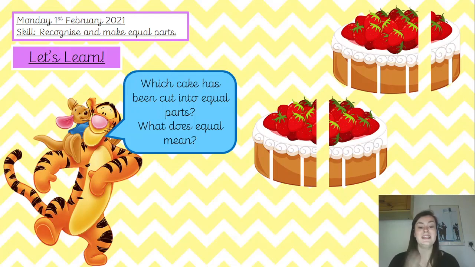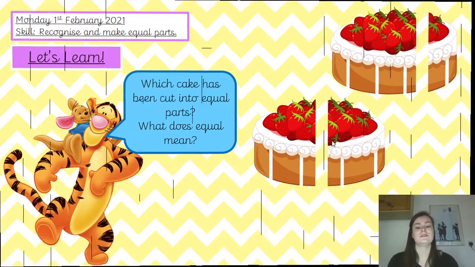Okay, so equal means the same, doesn't it? Just like when we're doing our number sentences, if something is equal, it means it is the same as. So, of course, this is the cake that has been cut into 2 equal parts. So if I ate this side of the cake and Miss Dullum ate this side of this cake, I would have had a lot more cake than Miss Dullum, wouldn't I? And that wouldn't have been fair, that wouldn't have been equal. So this one is not split into equal groups, and this cake is. So well done if you said that, good job.